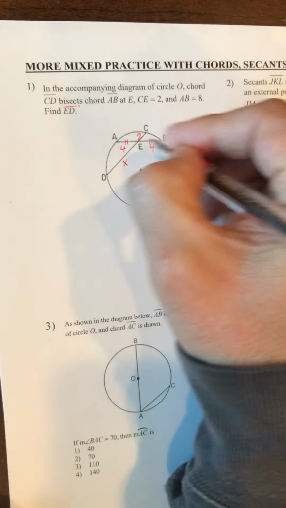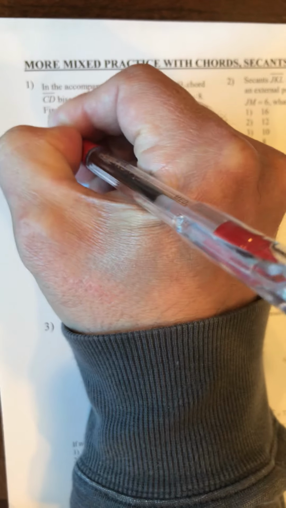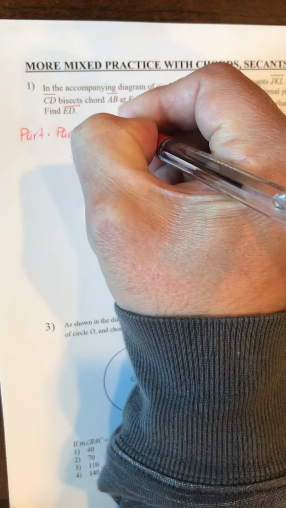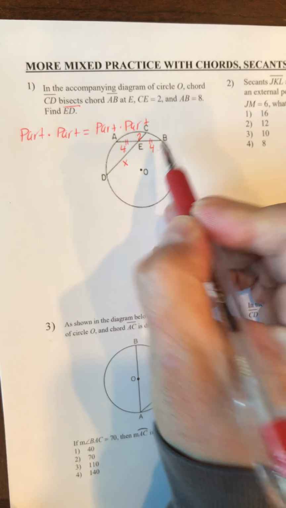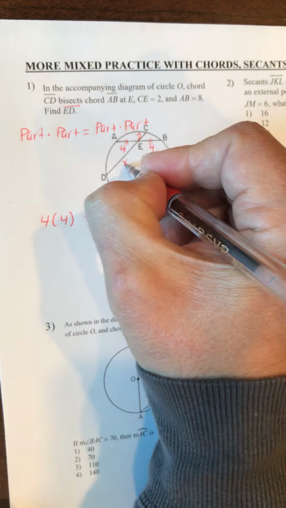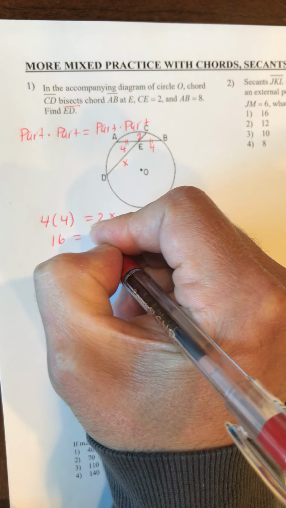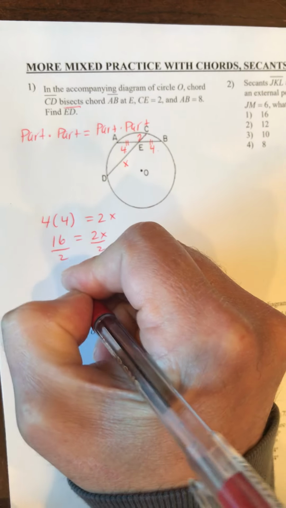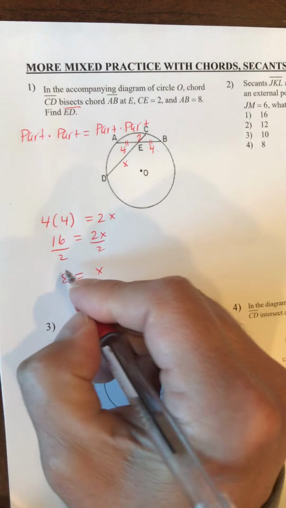Now, if you're working with the intersecting chords, remember that part times part of one chord equals the part times the part of the other one. So 4 times 4 equals 2 times x. Right? Multiply 4 and 4, you get 16. 16 equals 2x. Divide by 2. 8 is equal to x. All right?